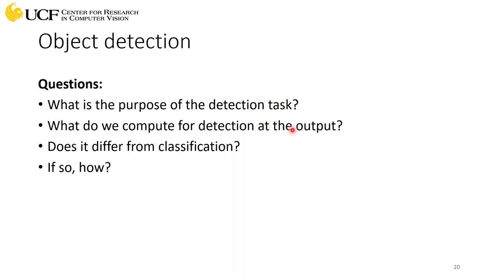And what do we compute for detection as output? We compute these two different sets of values. And the biggest difference from classification is that in classification, we just need the class label. We don't care about the localization, so we don't care about the bounding boxes. And that's going to make a big difference. And you will see that that is something which makes the problem more complicated.